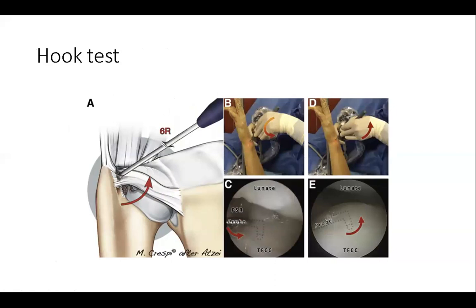The hook test is also done intraoperatively, where the probe is inserted in the 6R portal and passed beneath the foveal region of the ulna. Here in this picture, we can see the profile of the probe, and once inserted, it is lifted laterally and upwards. If the TFCC lifts along with the probe, it denotes detachment of the insertion of the TFCC.